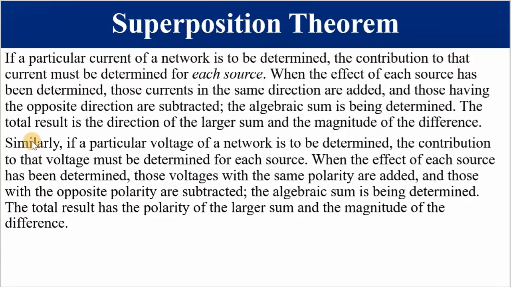Similarly, if a particular voltage of a network is to be determined, we also consider the effect of each source, and after finding the effect of each source, we add voltages with the same polarity, and those with opposite polarity are subtracted. This is what we call finding the algebraic sum. And what will be our total result? The total result has the polarity of the larger sum, and the magnitude is the difference.